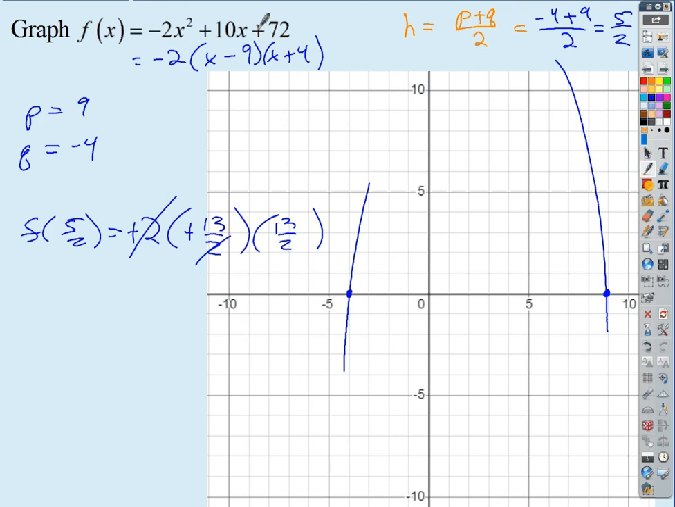So it really is easier to evaluate a function in factored form than it is in standard form. The hardest one to evaluate is probably the standard form. But either way, we're going to get a pretty big number. 169 halves is way off the chart, so we can't really graph it. But if the graph were really big, we could.